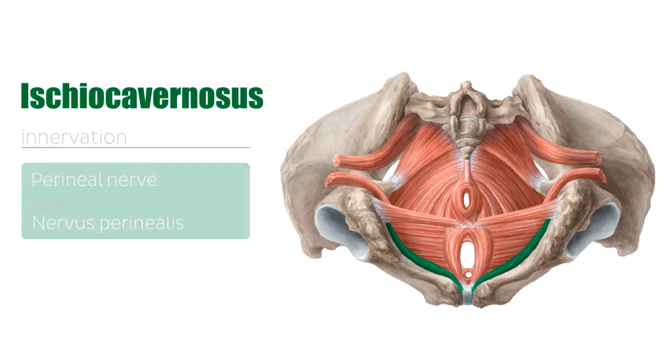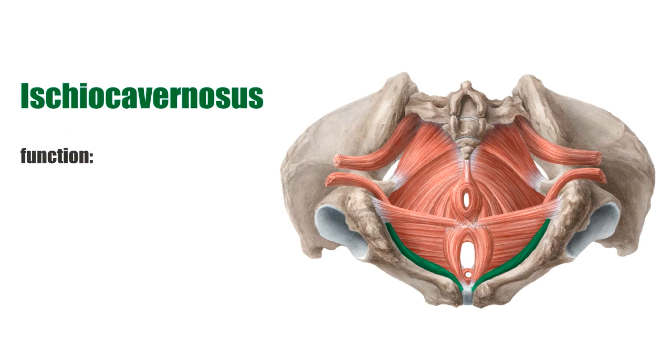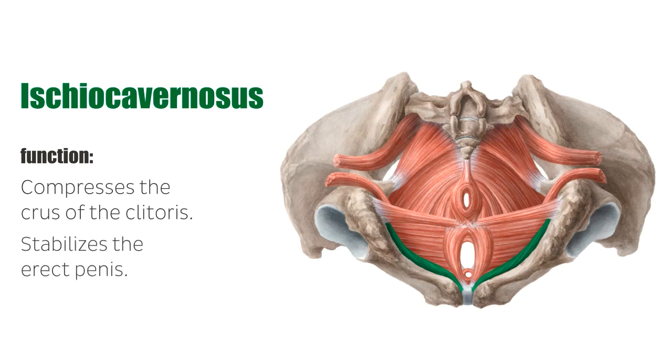And as for the different functions associated to the ischiocavernosus, this muscle compresses the crus of the clitoris, forcing blood in its sinuses into the distal part of the corpus cavernosum in females. It is also involved in stabilizing the erect penis in males and also flexes the anus. Kegel exercises, also known as pelvic floor exercises, can help tone the ischiocavernosus muscle.